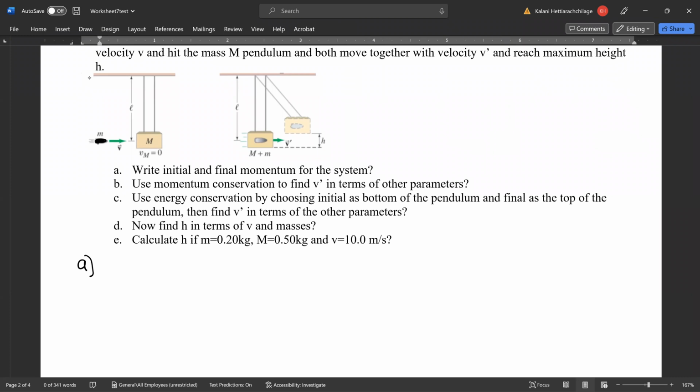Write the initial and final momentum for the system. Where you select your initial and final depends on the question. So this is your before collision, this is initial. I'm not talking about this part yet, and this part is after the collision. After the collision, they are moving together. That means initial will be the left one, and when they are moving together, that will be the final.